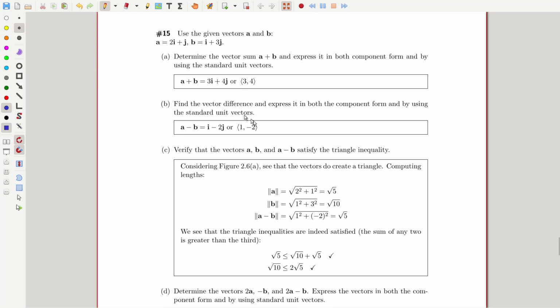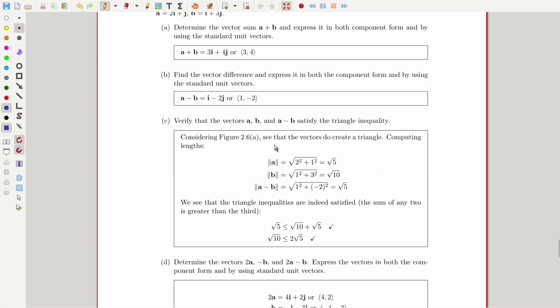To subtract the vectors, that's what part B is asking. Take the vector difference, a minus b. You just subtract them, i's and j's, right? So 2i minus i and j minus 3j. And that's going to give you i minus 2j. And then writing it in component form is 1 comma minus 2.